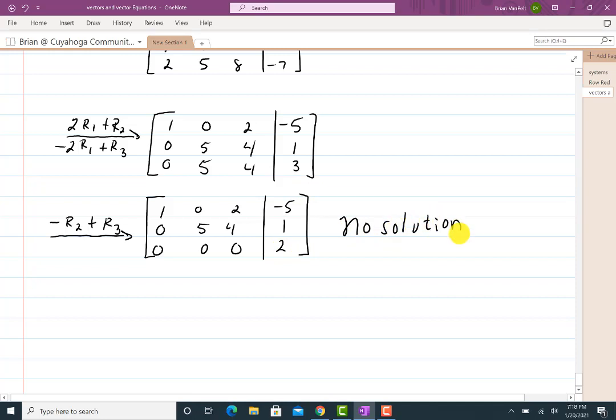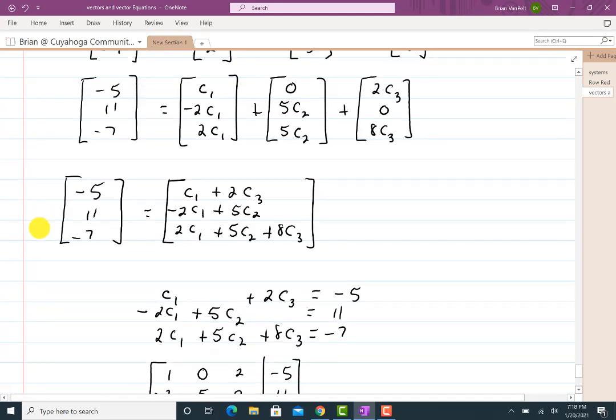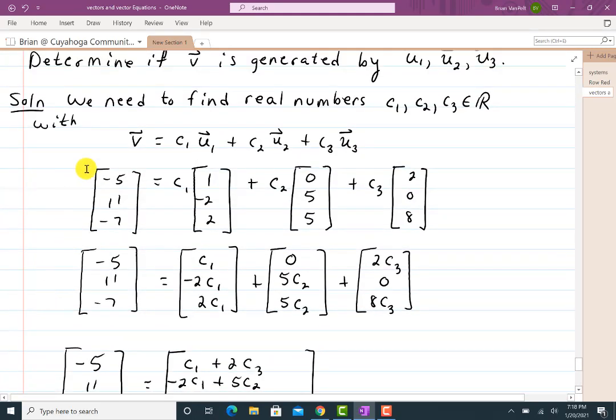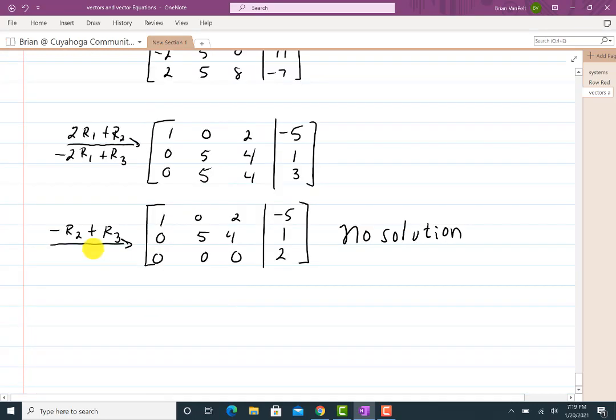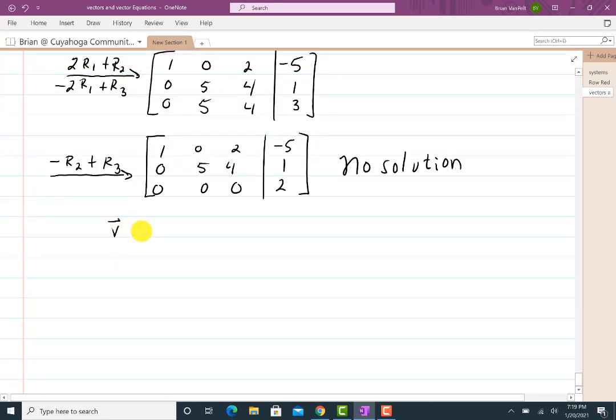So what did the question ask? I've got to go way back to the beginning. It says determine if V is generated by those vectors. So we now know that V is not generated by U1, U2, and U3. In the next video, we're going to go much more heavily into this idea of being generated and spanned and all that kind of stuff.